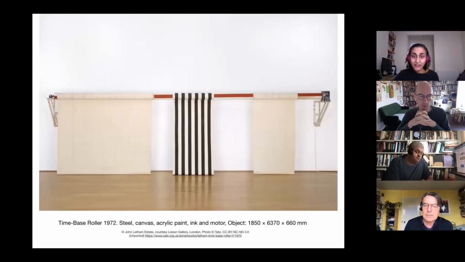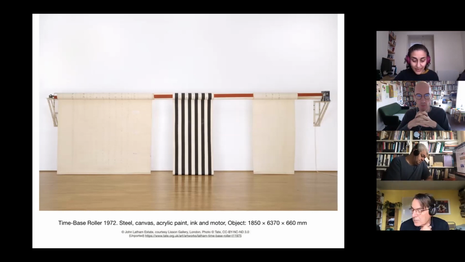This is an earlier iteration of the time-based roller, without accompanying diagram or the letters at the top explaining the time bases or frequencies. Latham's son stenciled real and made-up words that can be read vertically down the canvas. They're quite faint here, but you can see them more clearly around the roller at the top.